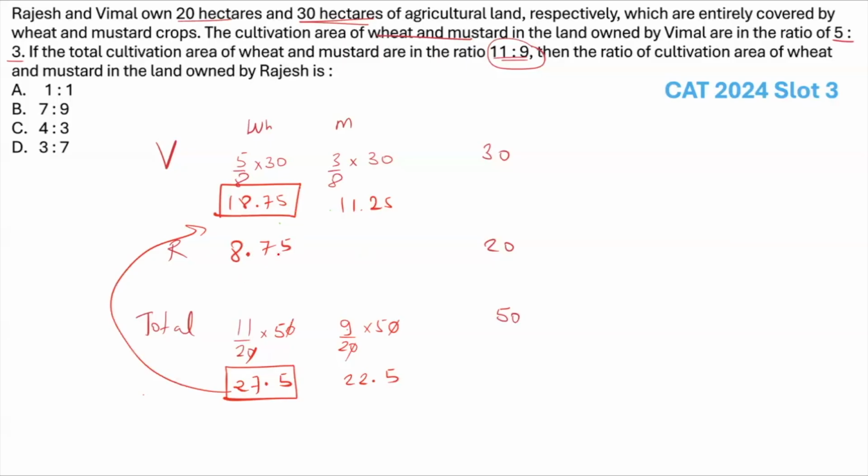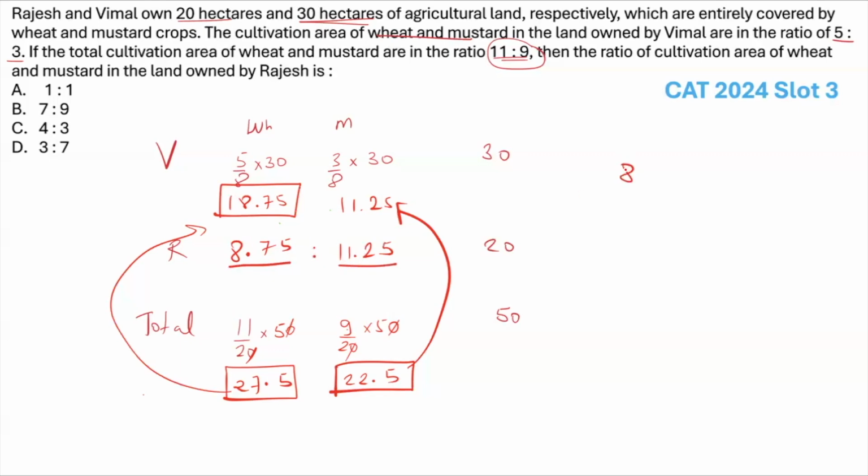And the remaining cultivation will be from mustard. So the total mustard cultivation is 22.5. Out of that, Vimal has 11.25. So you subtract the two, or you can subtract 8.75 also from 20. You'll get the same value, 11.25. 11.25 is the cultivation of mustard by Rajesh. So the question demands the ratio of 8.75 is to 11.25.